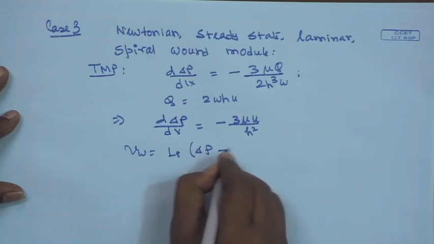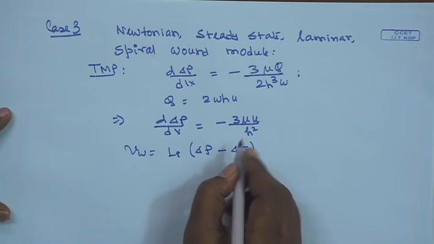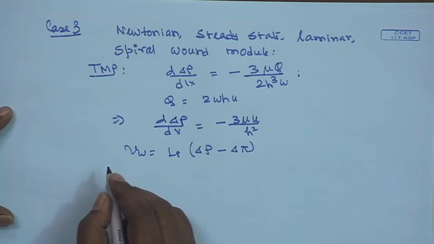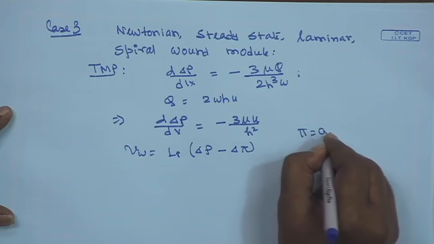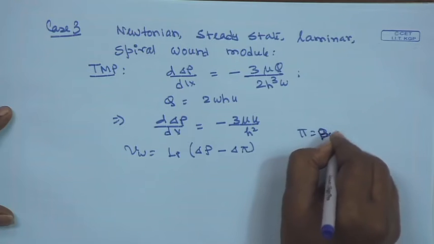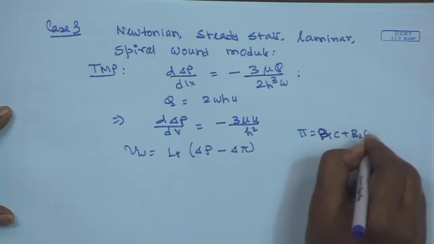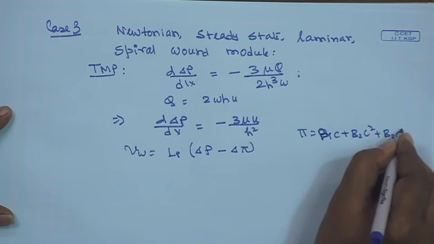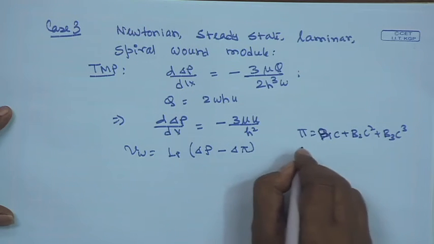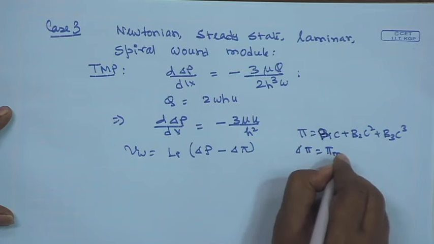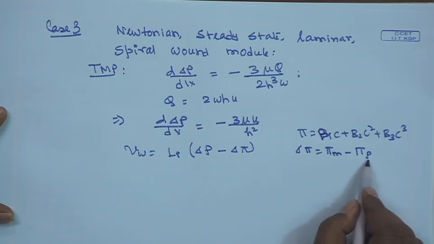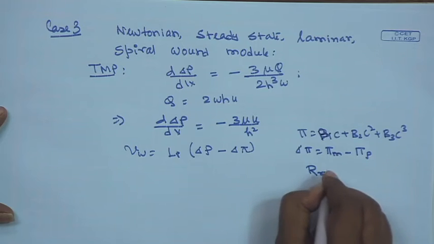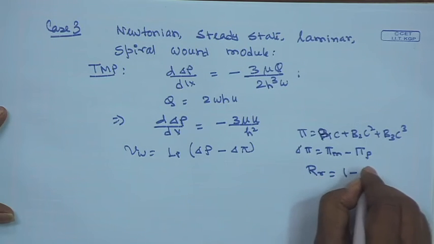Okay. The permeate flux V w is now no longer proportional to delta p. Now, we have L p delta p minus delta pi, and when we express pi is equal to b 1 c plus b 2 c square plus b 3 c cube, and we replace. So, delta pi is nothing but pi m minus pi p. So, pi evaluated at membrane surface concentration C m, and pi p is pi evaluated at permeate concentration C p. Then we will be replacing C p in terms of R r and C m.